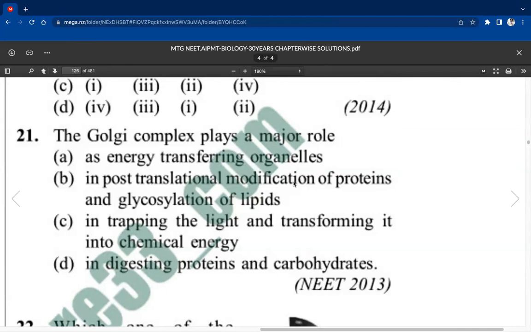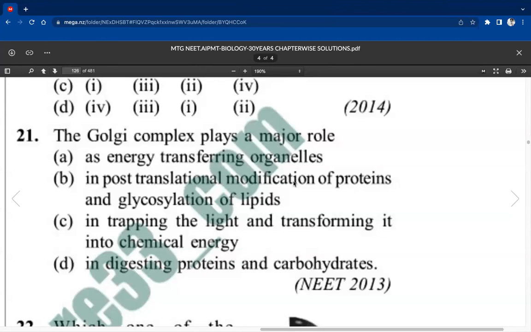Aisha, what do you think? The question is very simple. What is the role of Golgi bodies? Do they transfer energy? No. Option B. Yes, exactly.